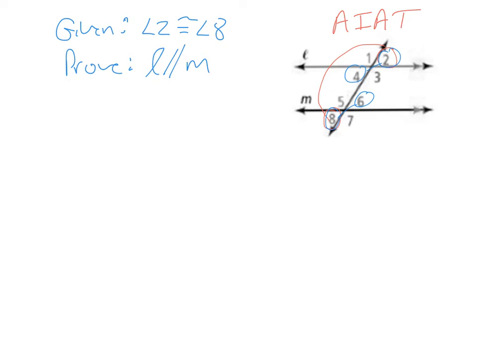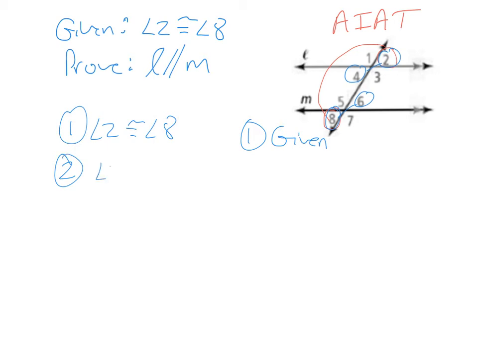Okay, so what I'm going to do is just walk through the proof again. So we're going to say that angle 2 is congruent to angle 8 because that was the given. And you could do this in one step if you wanted to, probably just for the reasoning part of it. I'm going to write it out separately, but we said that angle 4 is congruent to angle 2 because of vertical angles. Okay, we said that angle 6 was congruent to angle 8, also because of vertical angles.